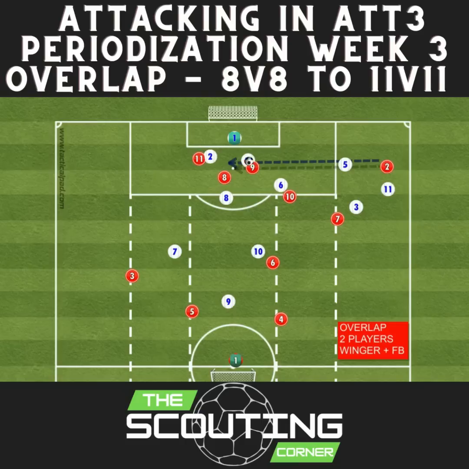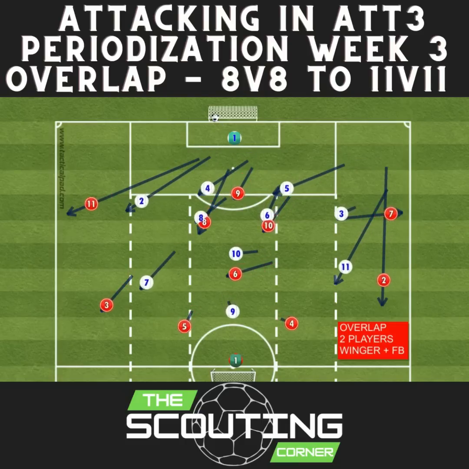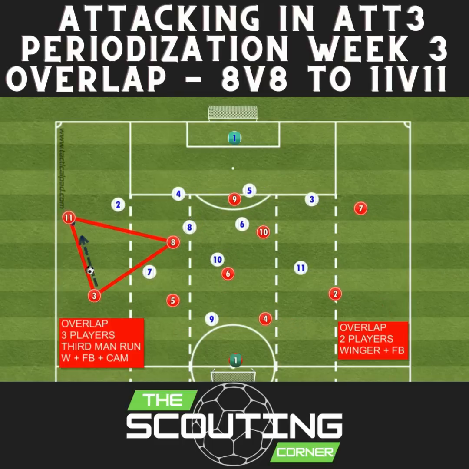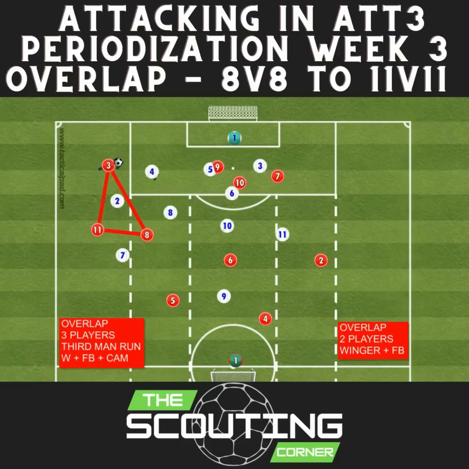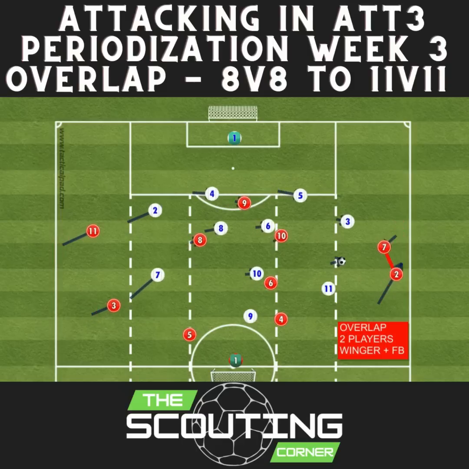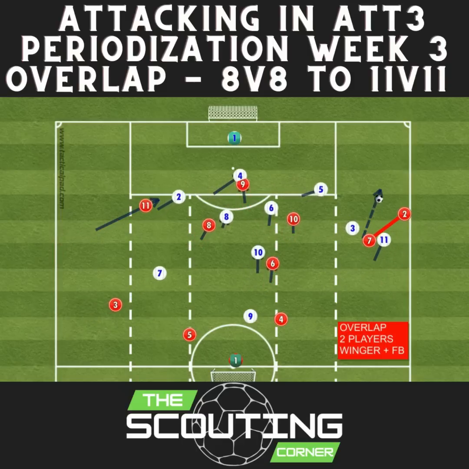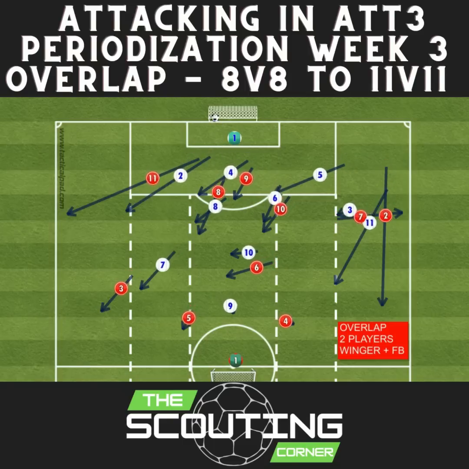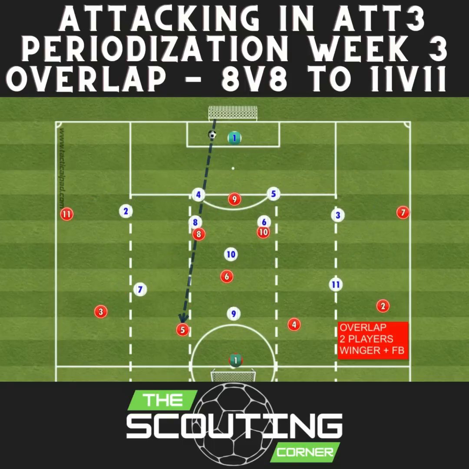Prioritization week 3, attacking in attacking third. Three weeks ago we did the 1v1s, dribbling and shooting in attacking third. Last week we did the give and go in attacking third, and today we're focusing on the overlap in soccer in attacking third. So here are some coaching points and tactics for our periodization week 3, attacking third, with our focus on the overlap in soccer.